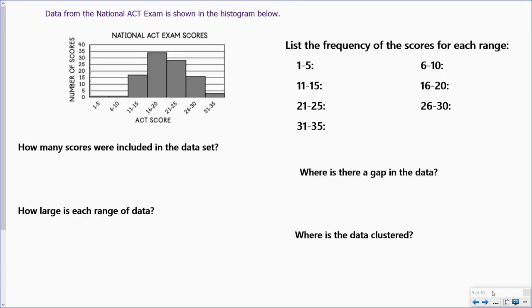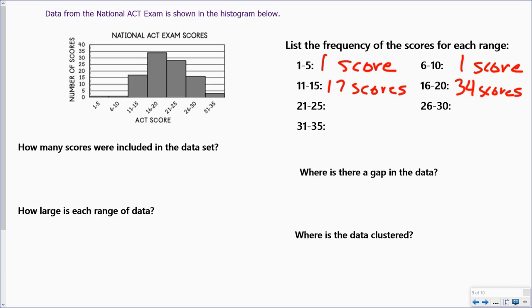Let's take a look at this histogram that shows us data from the national ACT exam. So first we're going to look at the frequency of the scores for each range. So first I'm going to look at my range of 1 to 5, and it looks like there was 1 score. And 6 to 10, also 1 score. From 11 to 15, looks like there are 17 scores. From 16 to 20, looks like there are 34 scores.